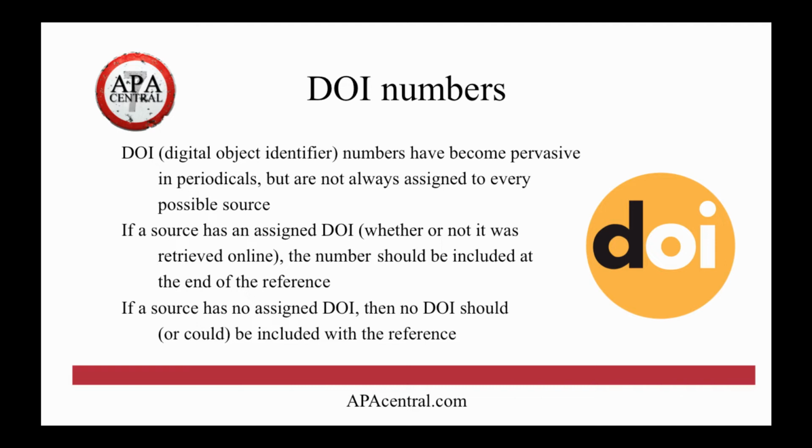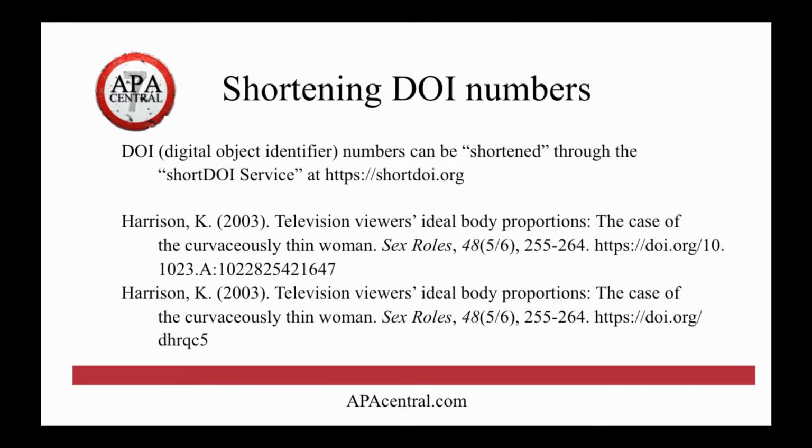And so you may run into some journal articles, especially older ones, that don't have a DOI number. A lot of books don't have DOIs, but some do. If you want to shorten your DOI, there's actually a service, the Short DOI service, and you can see the URL there, which is shortdoi.org. And so you can see the difference in our example. It's just a way, either is acceptable and you can use them interchangeably throughout your reference list.